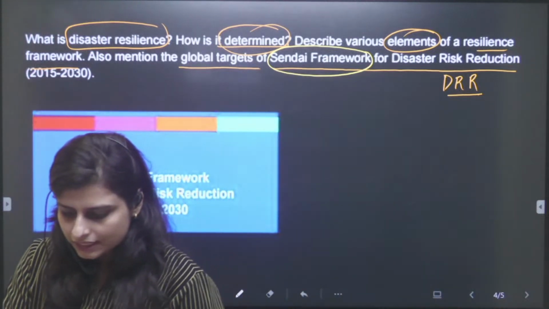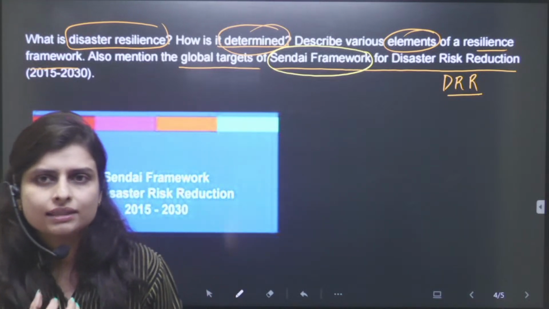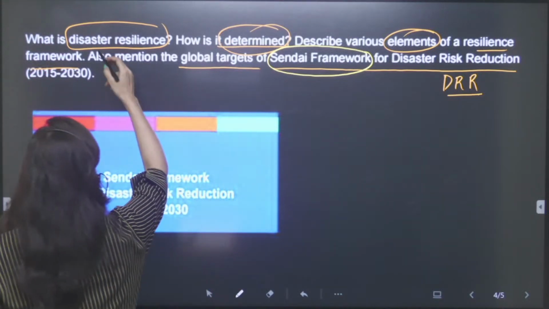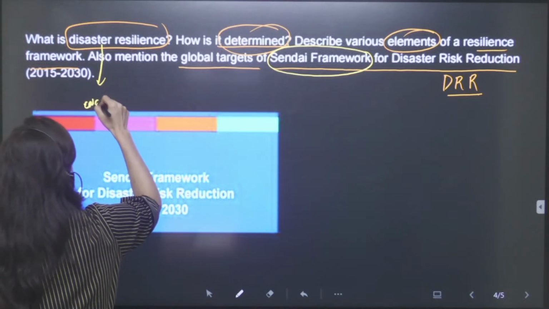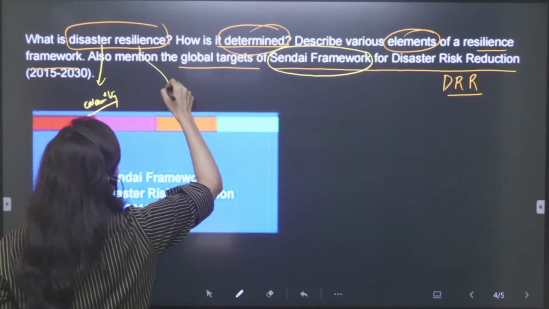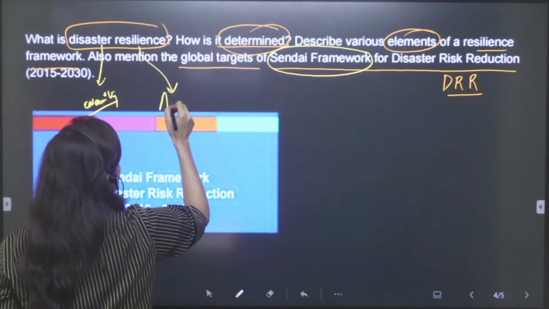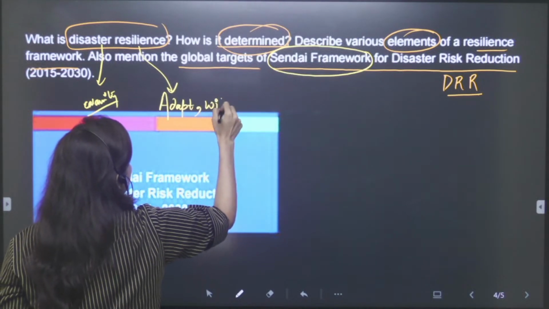Fine. Now the point is: what is disaster resilience? So for disaster resilience, now we all know what a disaster is. That means it is going to be a calamity. It could be natural, it could be man-made, right? Resilience is how are we able to adapt and how are we able to withstand.